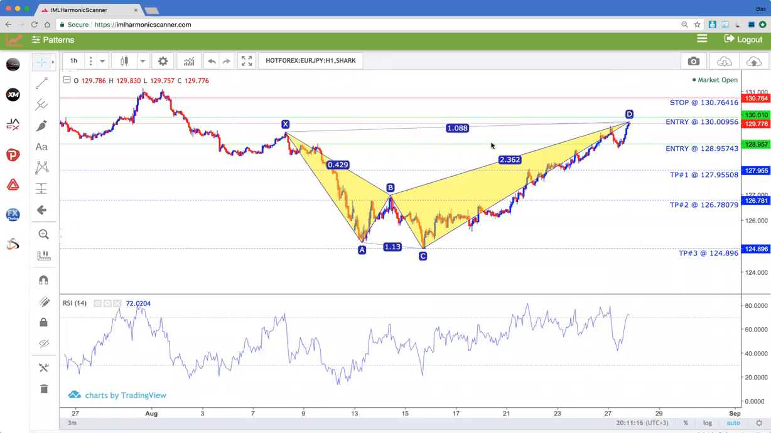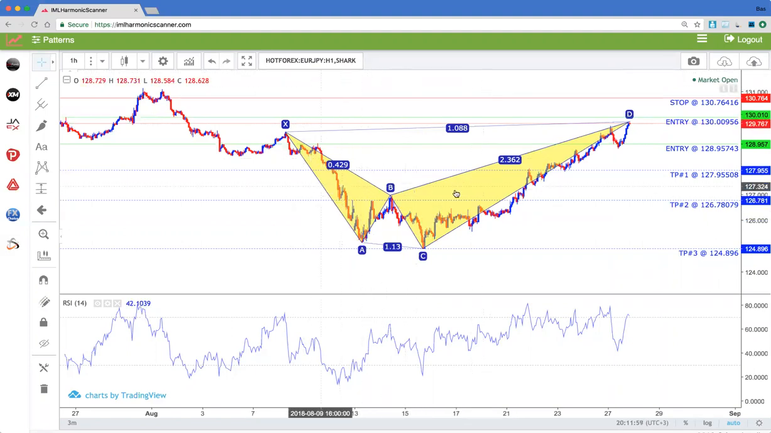So basically what we have here is the latest pattern. After logging in, you will be able to see the latest pattern, which here is the hot Forex pattern. So it's a pattern that's found by hot Forex, and it's the Euro Japanese yen, found on the 1 hour. Let me just clear all the drawings. So basically here you are able to see which broker is used, Euro Japanese yen, found on the 1 hour, and it is a shark pattern.